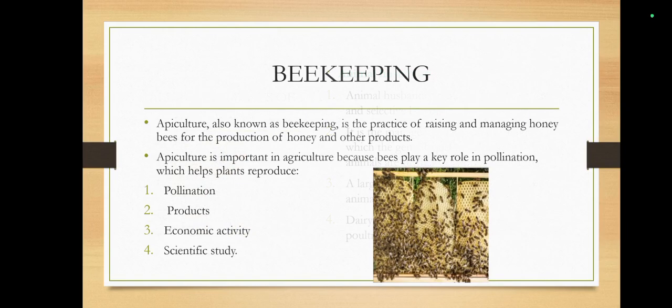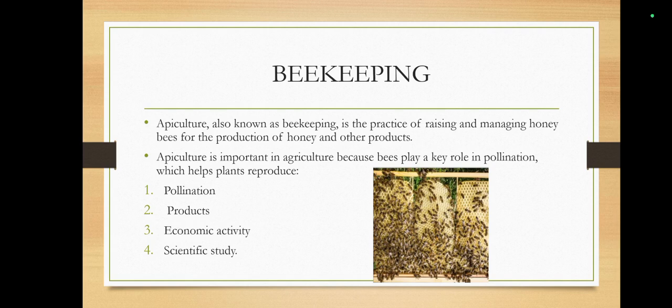Second allied activity of agriculture is beekeeping. What is beekeeping? Beekeeping, also known as apiculture, is the practice of raising and managing honeybees for the production of honey and other products. Beekeeping occupation is undertaken to obtain honey and wax. Bees, in order to collect honey, hover around the plants that bear flowers. This promotes the process of pollination. As a result, the trees bear a large number of fruits and the crop yield increases. Beekeeping is an important occupation with respect to agriculture.